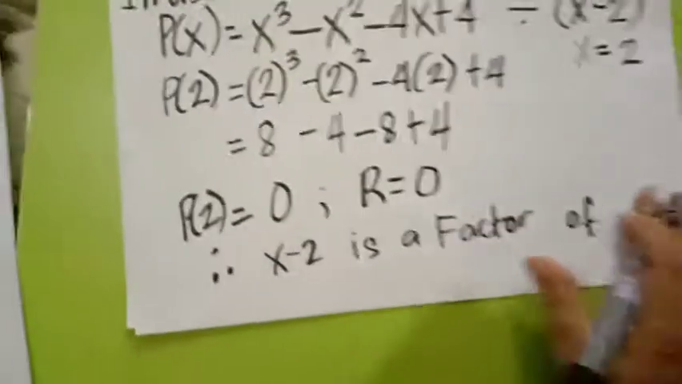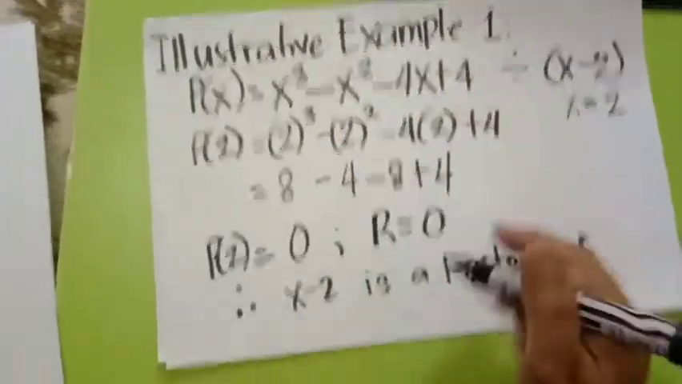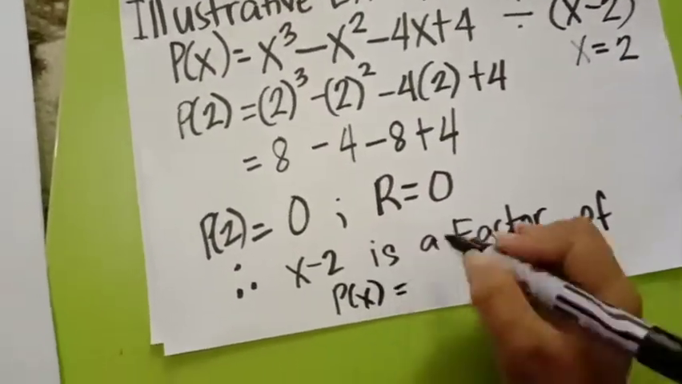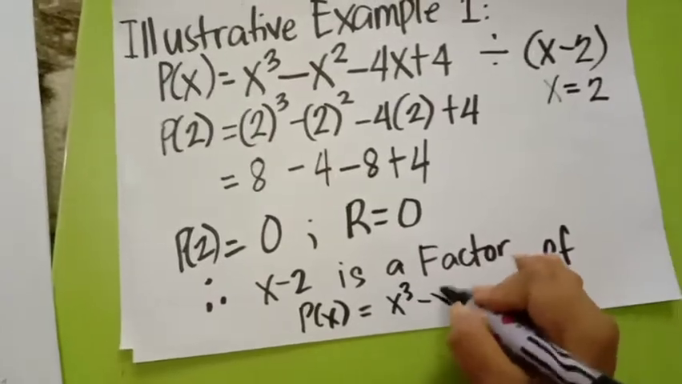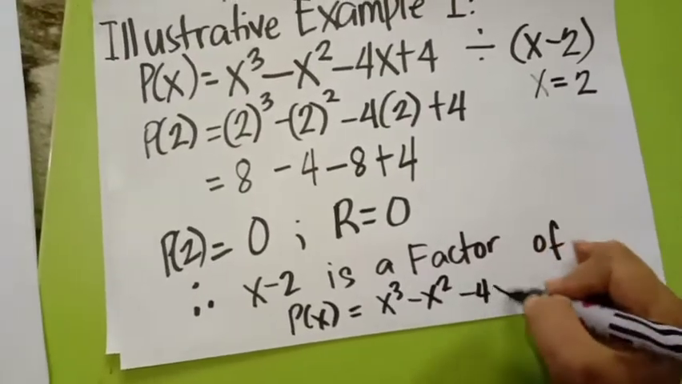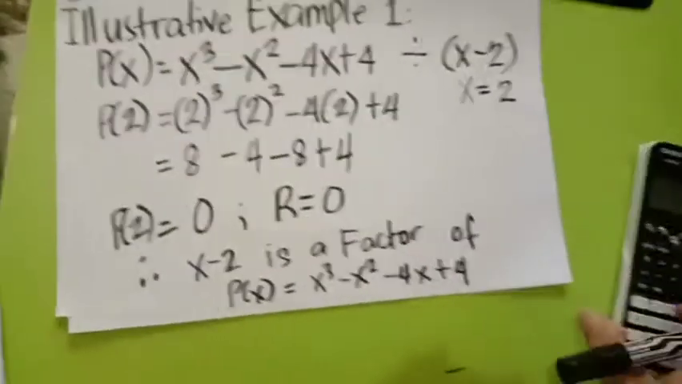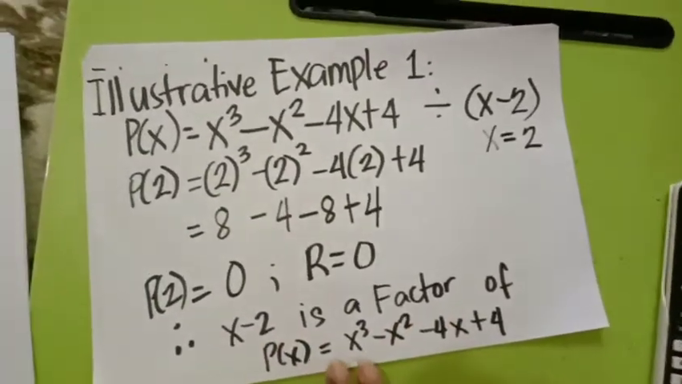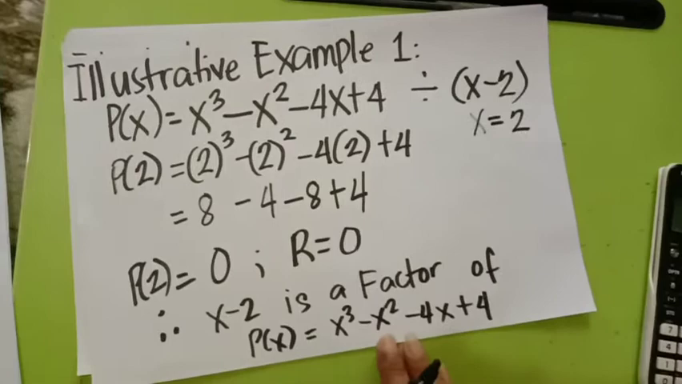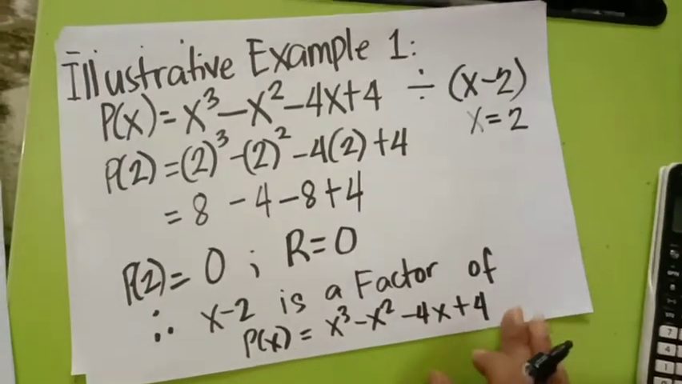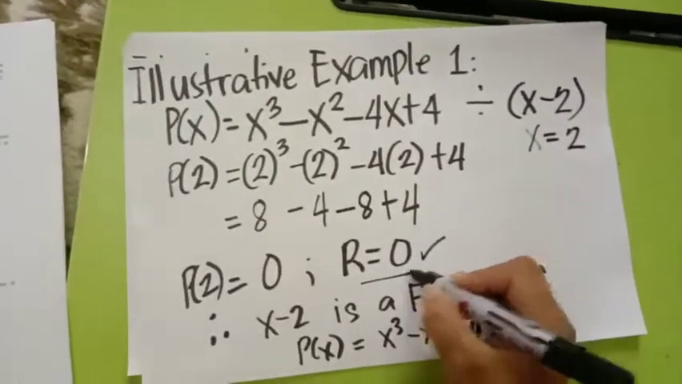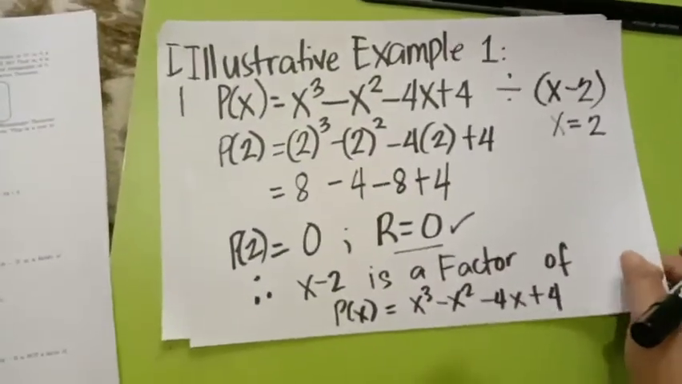of, factor siya ng ano? Factor siya ng polynomial na ito. Is a factor of p of x equals to x cubed minus x squared minus 4x plus 4. Na-conclude natin na yung x minus 2 ay factor ng p of x equals to x cubed minus x squared minus 4x plus 4 because the remainder that we get is equal to 0. Okay, let's have another example.